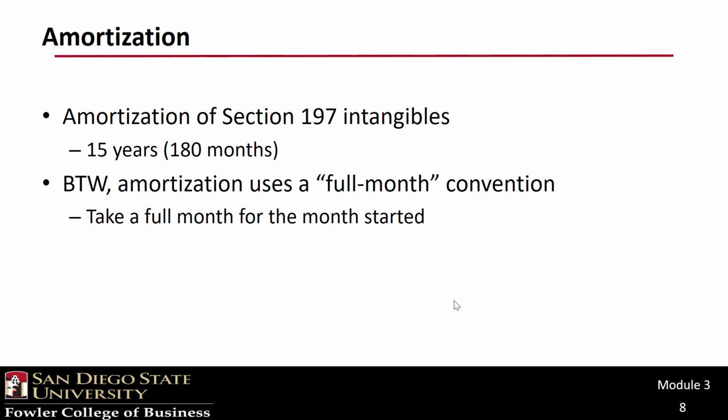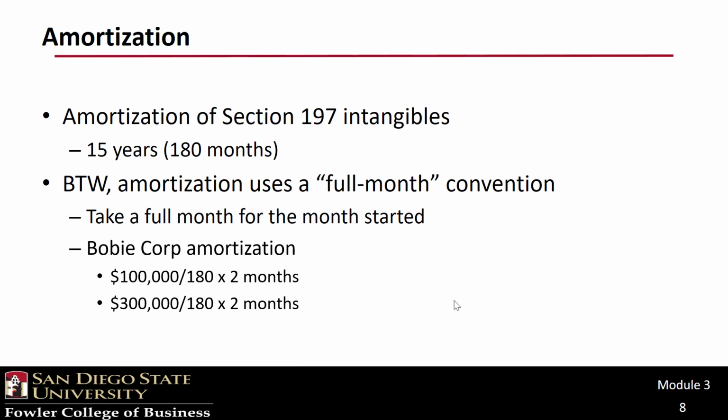The tax law stipulates that Section 197 intangibles are amortized over 15 years, again 180 months, regardless of the actual useful life of the underlying intangible. For example, it could be that the customer list Gobi acquired had a useful life of 2 years. That's totally not relevant for tax. 15 years, period. The same full month convention applies.